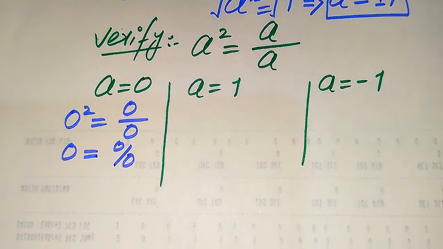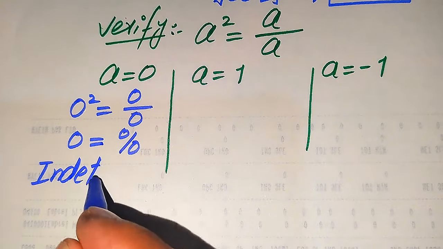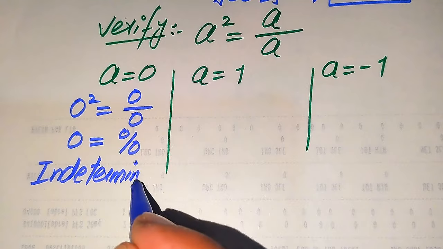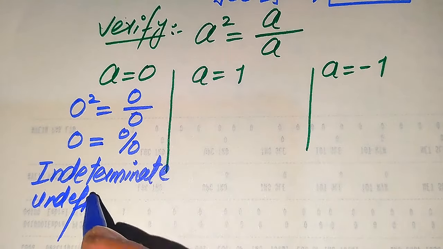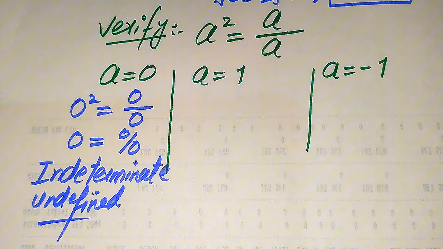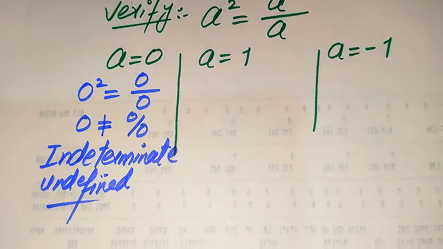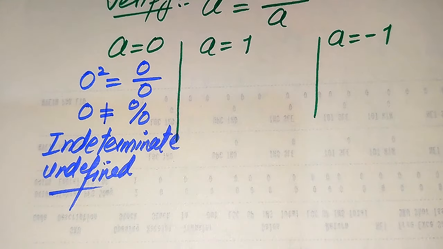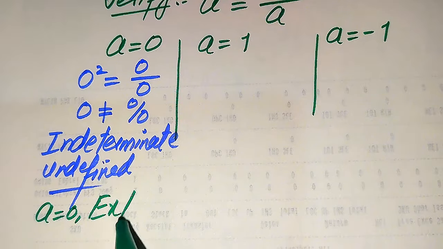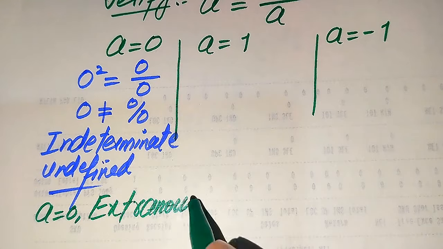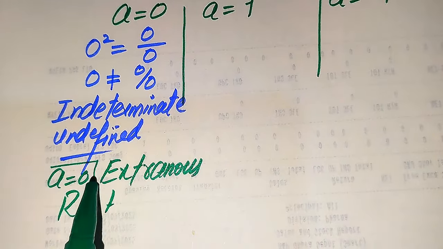We know that this is the 0 over 0 form. It is usually called the indeterminate form. So if this is the indeterminate form, or in other words we just say that it is undefined, and if this is undefined, this means that both of the sides are not equal. So if both of the sides are not equal, we conclude about a equals 0 that a equals 0 is the extraneous root of the given equation. Okay, so this is the final conclusion about a equals 0.